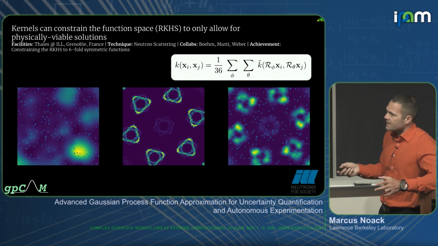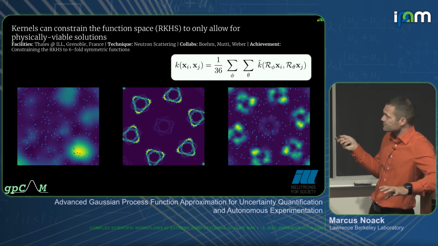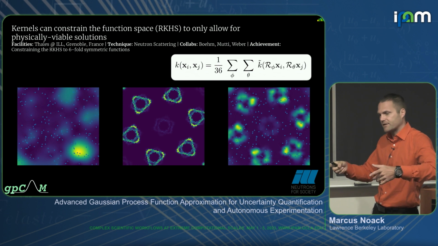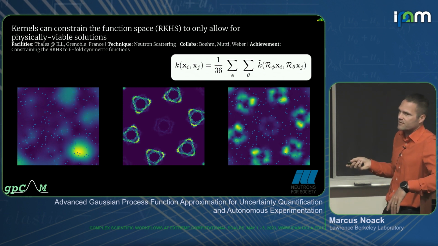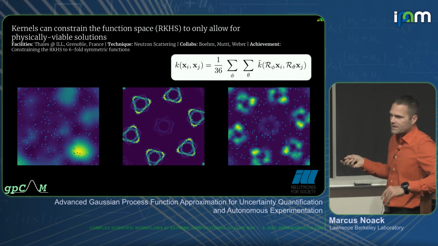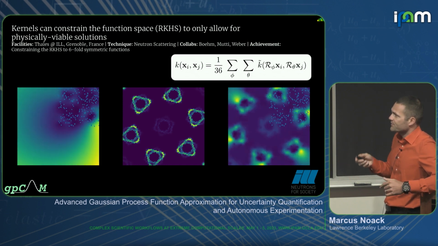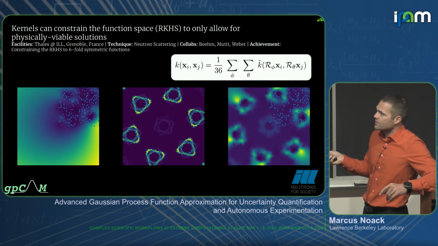So now all we change, we have the same points. It's exactly the same data. We are using a kernel that makes all functions in the reproducing kernel Hilbert space, that's the underlying function space of the Gaussian process, be 6-fold symmetric. So it doesn't even consider other functions as a posterior mean. And look at that. No added computational cost. Suddenly, we see this is 6-fold symmetric. That's awesome.